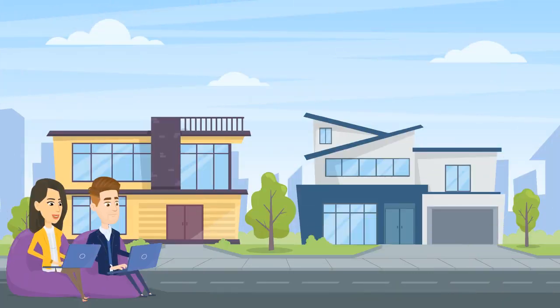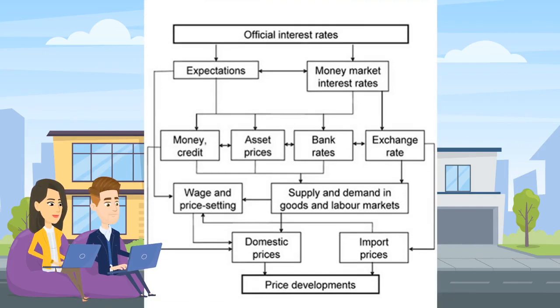Let me show you a diagram to sum it up easily. This diagram shows us the factors in between inflation rate and interest rate. When the Federal Reserve System changes the fund rates, it will affect the money market interest rate immediately. It will also affect money credit, asset prices, bank rates as well. Yes, this in turn affects the supply and demand in goods and labor markets, the domestic and import prices through exchange rate. So this is how the price development, or inflation rate, is affected overall.